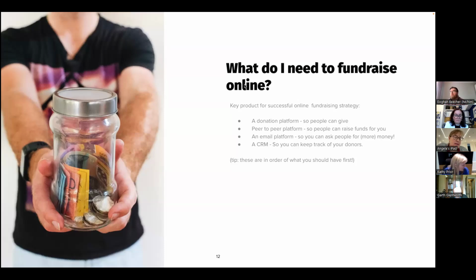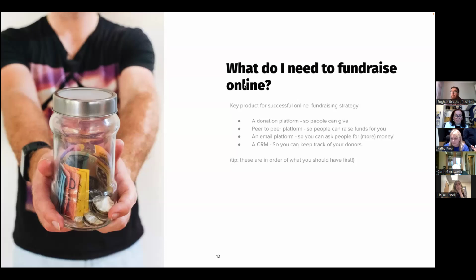Email platforms are vital for this. You can do loads more with email platforms, but on a very simple level, if somebody gives you money once, you want to tell them what they've done, why it's impactful. You want to ask them for money again, and you potentially want them to be a monthly supporter that gives to you for a long, long period of time.